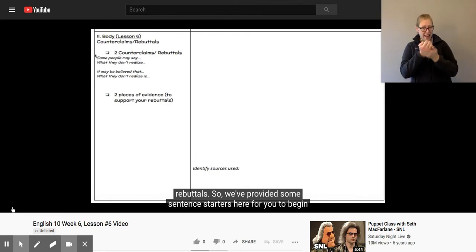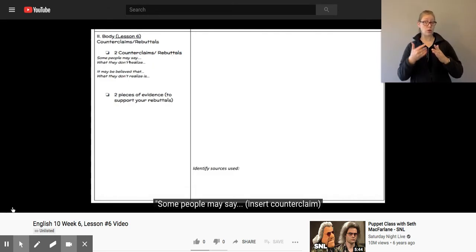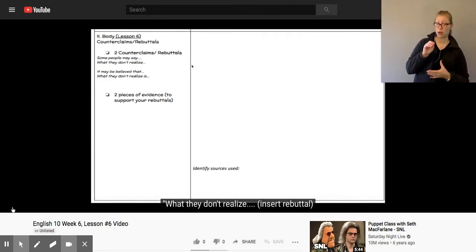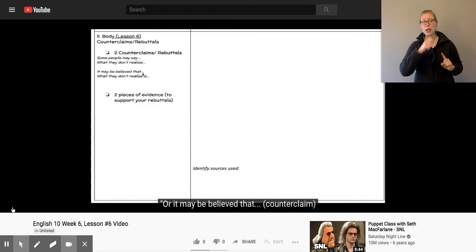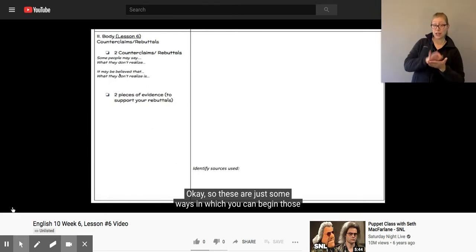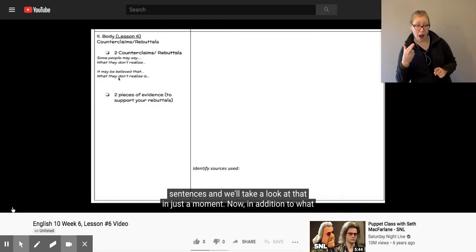So we've provided some sentence starters here for you to begin your counterclaim and then to begin your rebuttal. So here's some examples here. Some people may say, counterclaim, what they don't realize, rebuttal. Or it may be believed that, counterclaim, what they don't realize is rebuttal. Okay, so these are just some ways in which you can begin those sentences. And we'll take a look at that in just a moment.